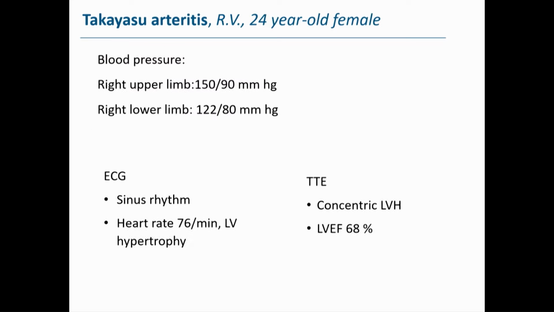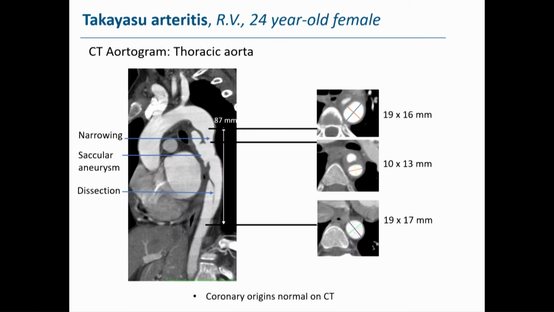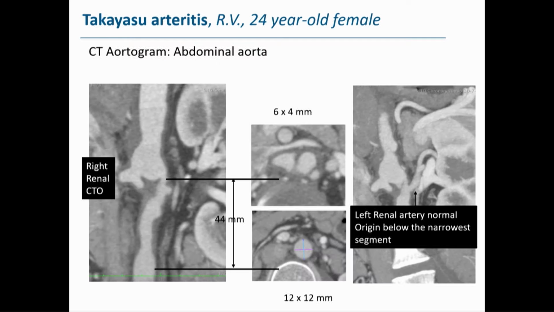The cross-sectional area of the aorta was close to 19 into 17 centimeters, both proximally and distally, and the narrowest segment was measuring 10 into 13 millimeters. The whole length of the disease segment was quite long, around 87 millimeters.